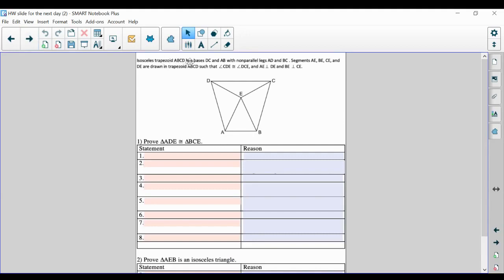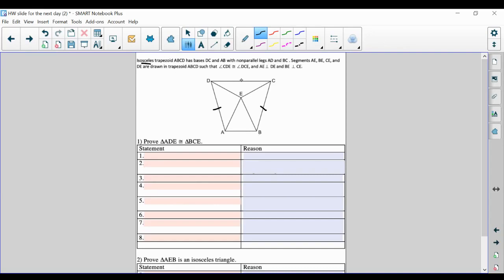Here it says isosceles trapezoid ABCD. Isosceles means the two sides are equal. Trapezoid ABCD. So two sides are equal, and we can see these two sides are equal. It has bases DC and AB, with non-parallel legs AD and BC.